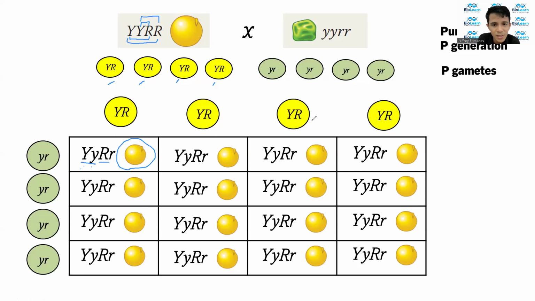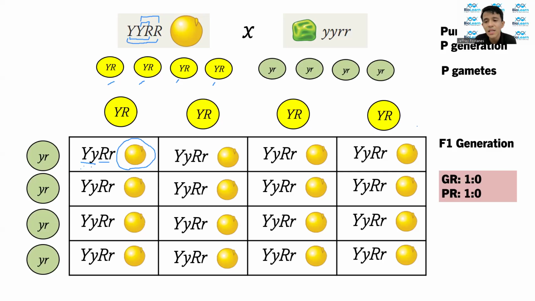Because you have the same gametes here, you have the same gametes here. Therefore, we can say that's the F1 generation. What's the genotypic ratio? That's 16:0 or 1:0. What is that? That's heterozygous Y, heterozygous R. And then what's the phenotypic ratio? The phenotypic ratio is also 16:0 or 1:0 because all offspring, as you can see in this cross, are yellow and round.